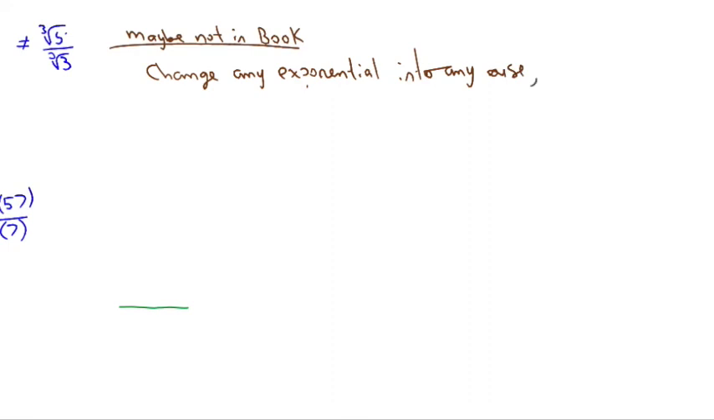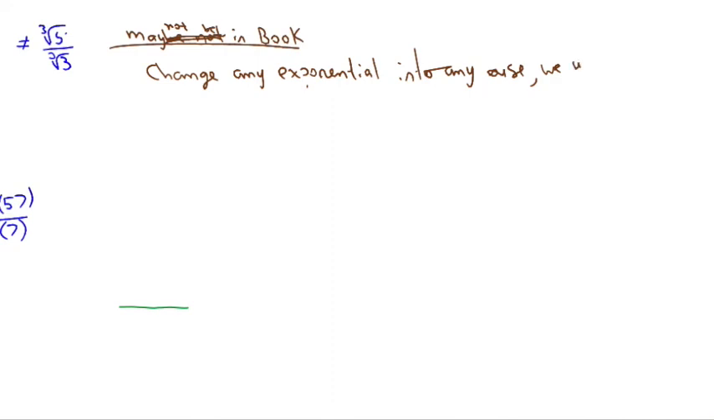Of course, shouldn't it be may not be in book, may not be quiet in the book? Maybe somebody else needs to be in the library. May not. It makes sense. Maybe not in the book. That's the way my brain works. Change any exponential into any base.